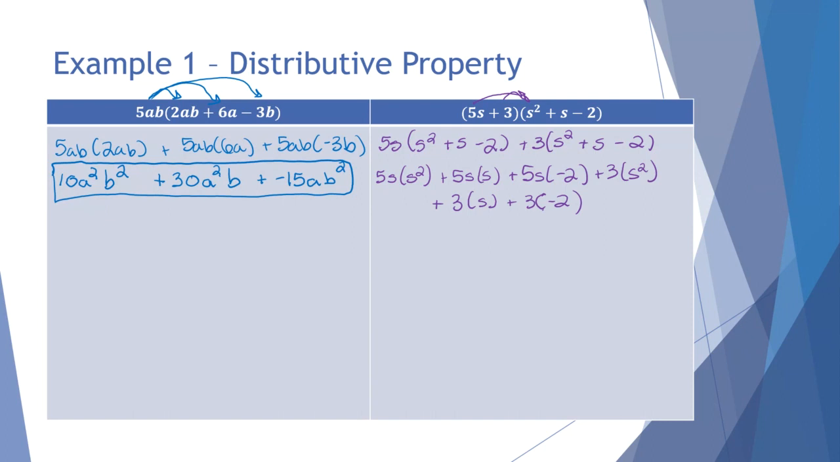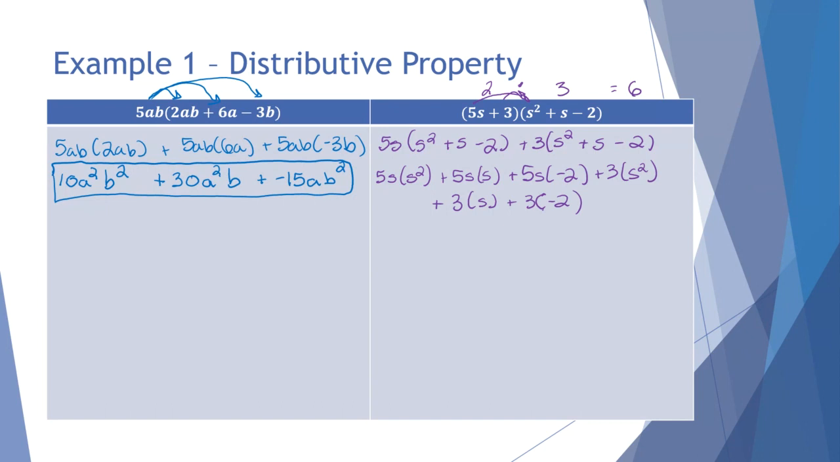My 5s plus 3 has 2 terms. S squared plus s minus 2 is 3 terms. 2 times 3 is 6. So you should get 6 terms when you do the multiplication. And you can see this gets kind of lengthy. So I actually do not prefer doing this method of multiplication, but I am going to show you it so you can see how it works.